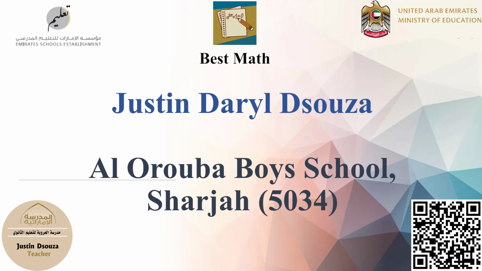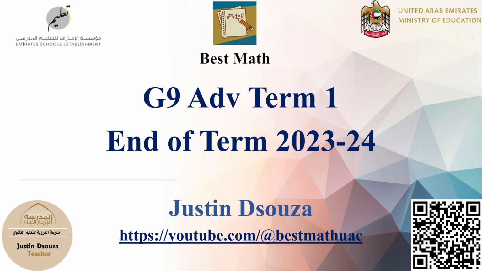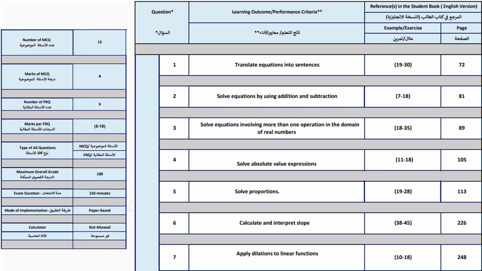Welcome to this video. This is the introduction video for the grade 9 advanced term 1 end of term explanations for the academic year 2023-2024. We will go through the exam scheme, and you can see there are 15 MCQ questions and 6 free response questions. So there are 21 questions in total in this exam, and the overall grade will be 100 marks. Each MCQ will be 4 marks, so that means 60 marks are in MCQs and 40 marks are in writing. The exam is 2.5 hours.